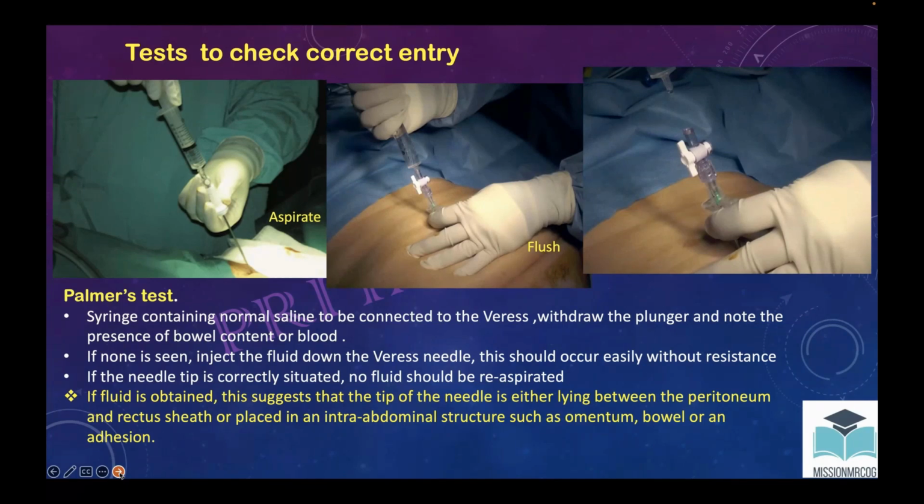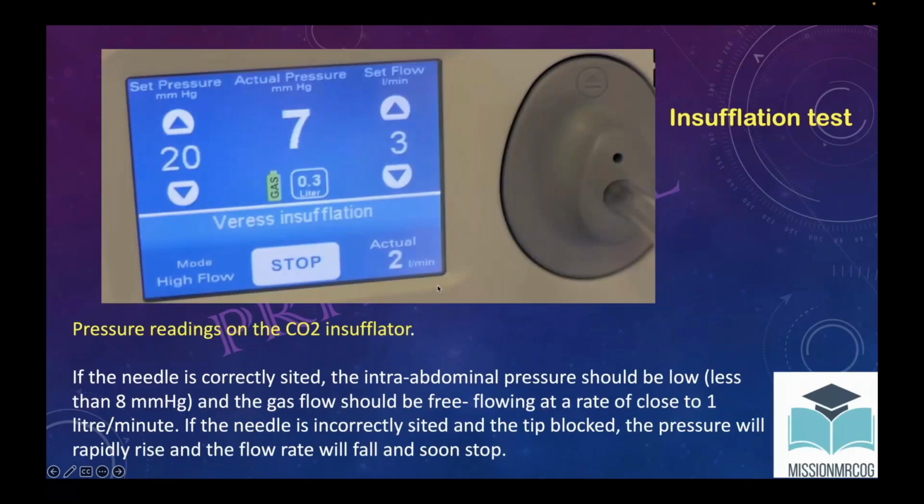The second test is the insufflation test. When the Veress needle is inserted, we attach it to the carbon dioxide insufflator. The insufflator machine has a pressure reading. If the pressure reading is less than 8, that is another confirmatory test that yes, we are intra-abdominal. So these are the two tests that help identify whether the needle is placed correctly in the intra-abdominal cavity or not. You should tell this to your role player.